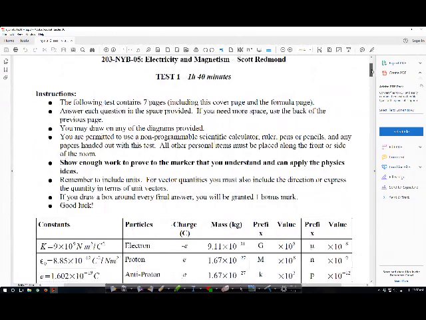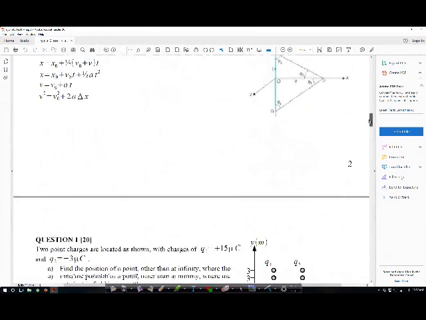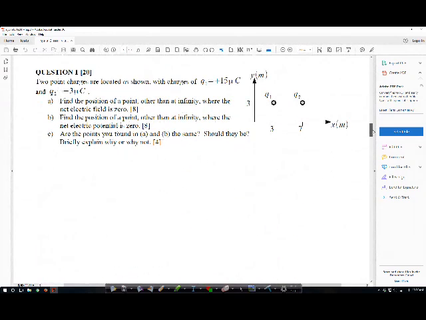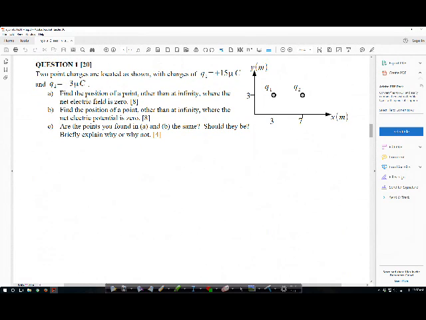This is an example of the kind of test that I gave, and it included a formula sheet. This was the same formula sheet that my students got for every single test and the final exam. So let's take a look at the first question here. The question says that there are 2 point charges located as shown, and the charges are given as 15 microcoulombs for the first charge, that's positive 15, so I'm going to circle that here in red, and negative 3 microcoulombs for Q2, so I can fill that in blue.